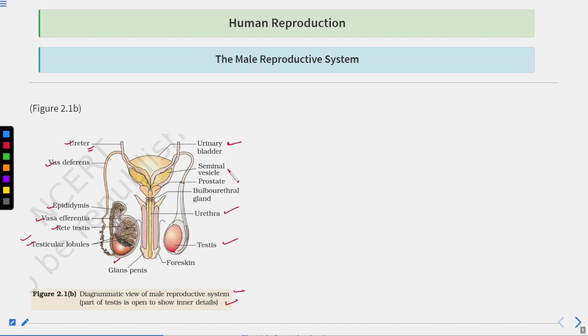Here you can see this is a seminal vesicle, this is the prostate, this is the bulbourethral gland. We'll talk about this in the upcoming slides. Clear? This is the glans penis, and this is the foreskin. You should remember that the sperms and the urine are discharged by a common opening. Clear? And this is known as the urinogenital tract.